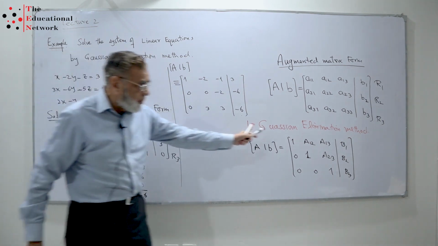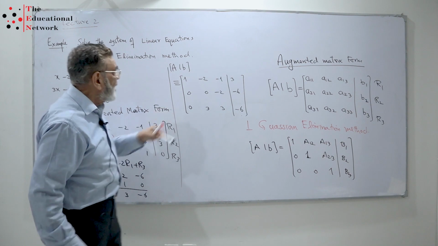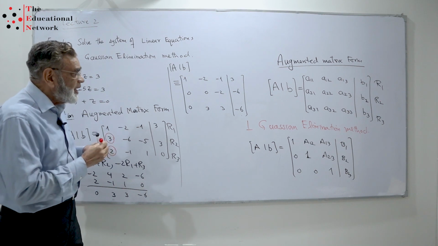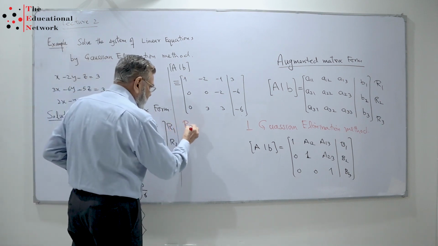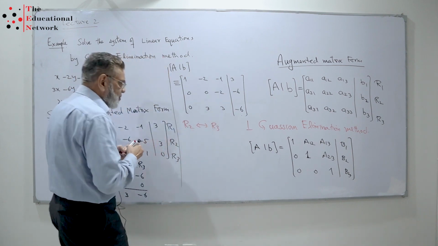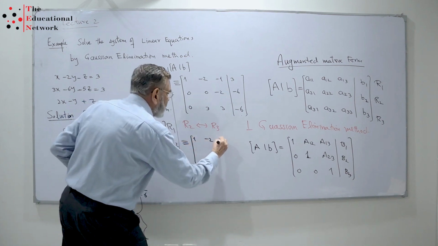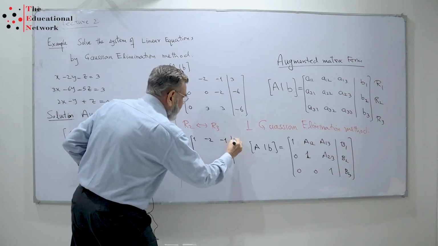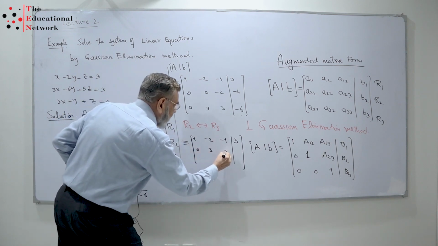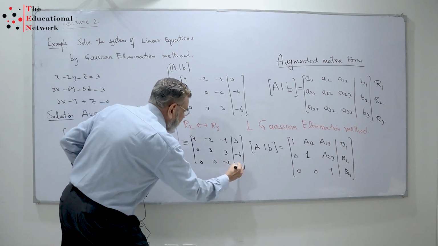Now I want to reduce it further, and here I want to bring a 1. I have these two rows, and one of the operations is that we can interchange two rows. So I interchange row 2 and row 3, and I get the new matrix. The first row is 1, minus 2, minus 1, 3. Then the second row is 0, 3, 3, minus 6, and then the third row is 0, 0, minus 2, and minus 6.